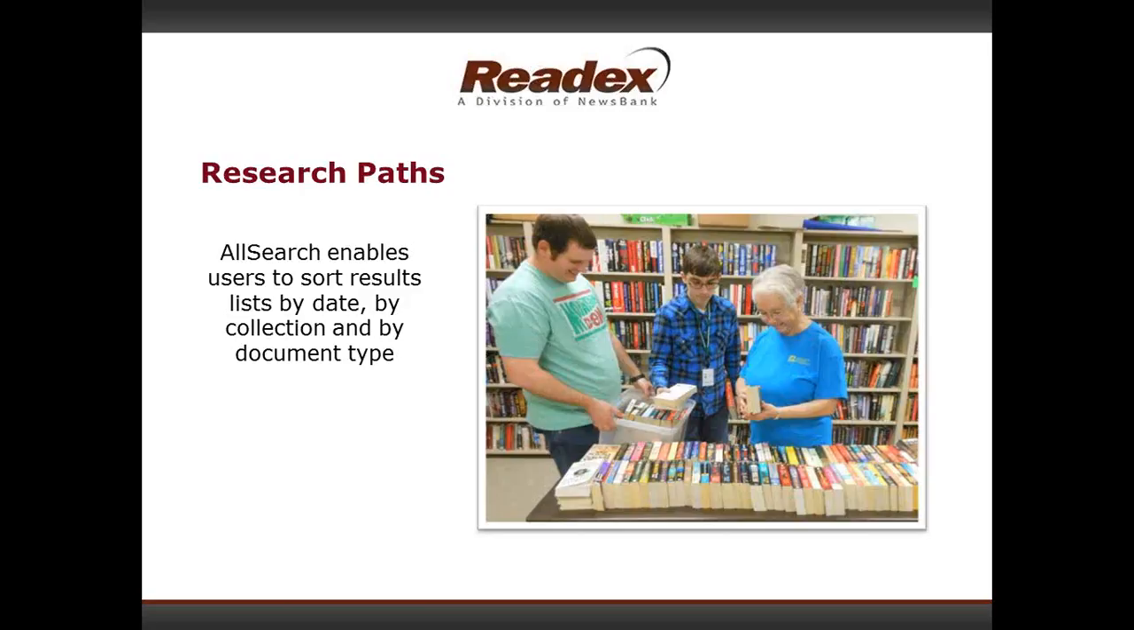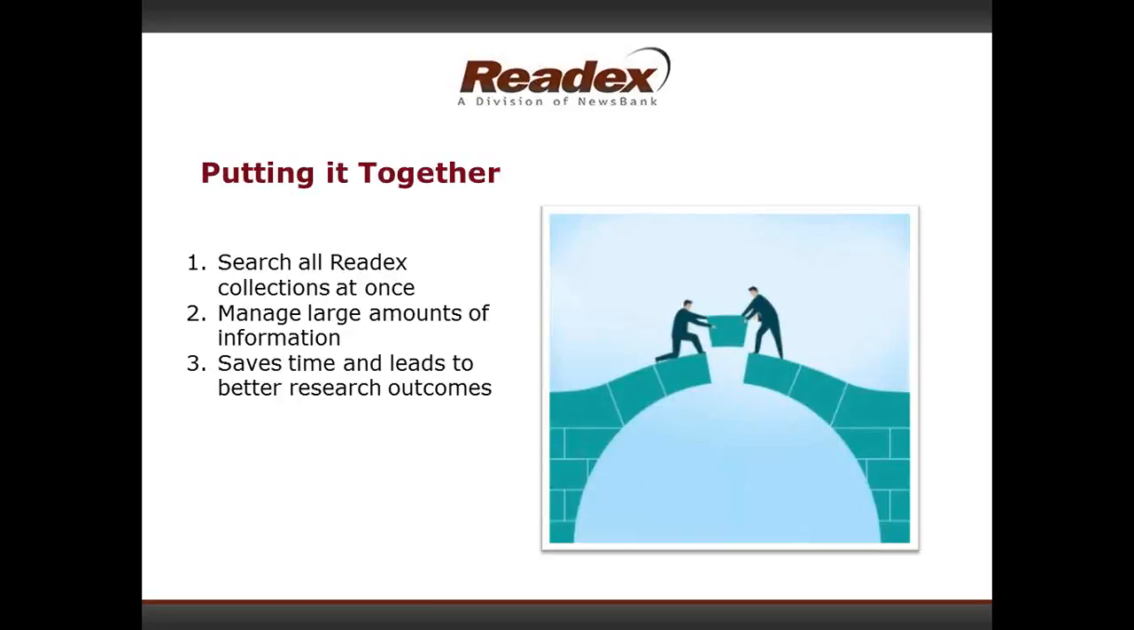Or they might say, I want to start off with general information, so I'm going to look first at newspapers, but then I'm going to turn to much more official coverage of my event, and that way I can select on document type. So AllSearch enables several features to allow users to manage not only effective searching across a large amount of information or collections, but also information that comes back through a variety of tools that we've discussed.